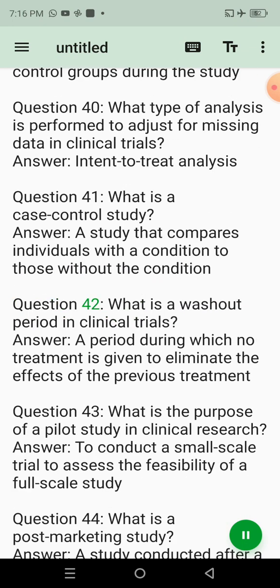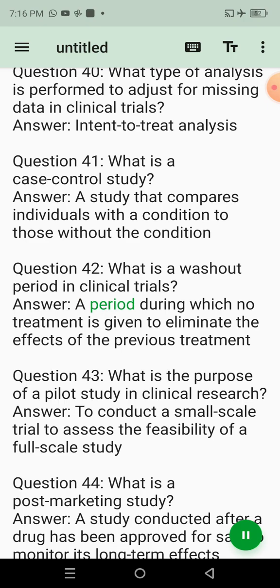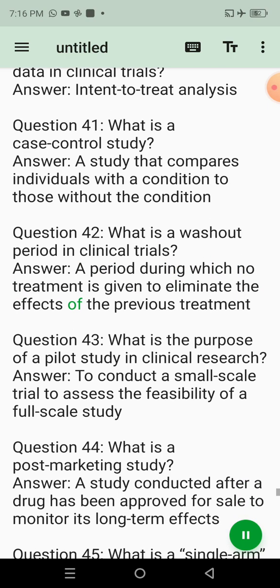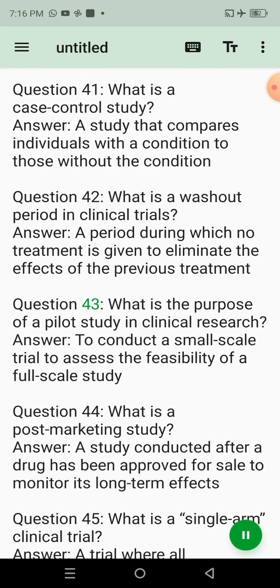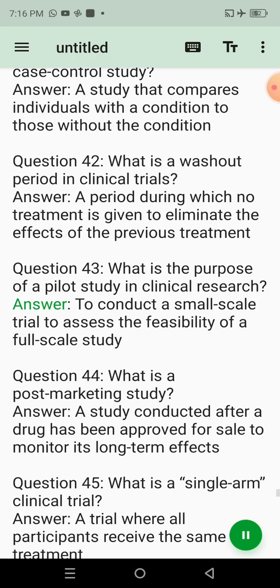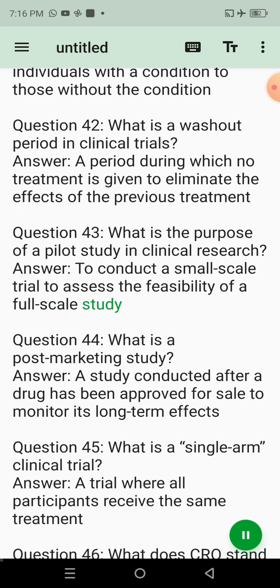Question 42. What is a washout period in clinical trials? Answer: a period during which no treatment is given to eliminate the effects of the previous treatment. Question 43. What is the purpose of a pilot study in clinical research? Answer: to conduct a small-scale trial to assess the feasibility of a full-scale study.